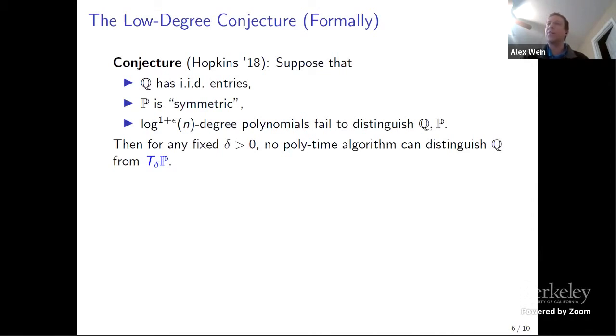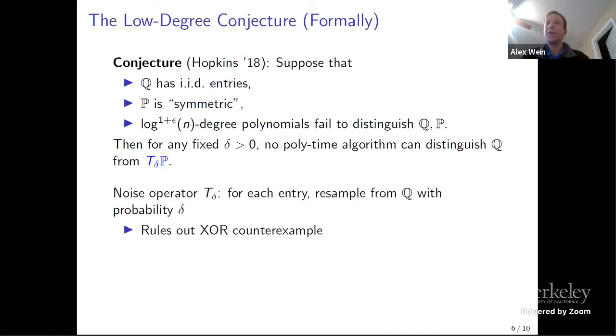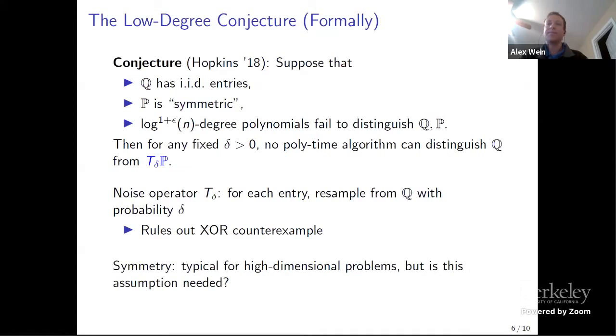Basically, you assume that Q has IID entries, which is the case for planted clique, right? You have these edges being IID. The planted distribution should be symmetric, like most high dimensional problems are. And then you assume that log degree polynomials fail to distinguish. And then the conclusion is that no polynomial time algorithm can distinguish Q from a noisy version of P, where this noise operator, with a small probability, resamples each entry from Q. This basically just adds a little bit of noise to rule out counterexamples like the XOR. Okay, and the symmetry, typically problems have it, but it's not clear if it's needed.